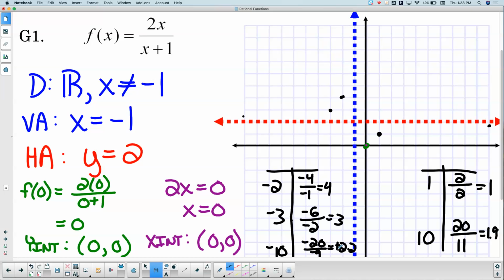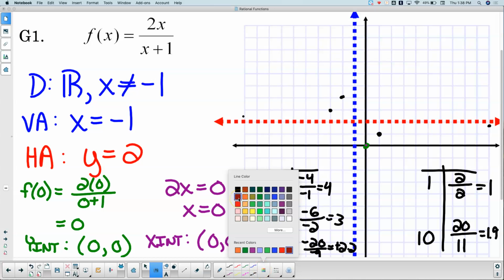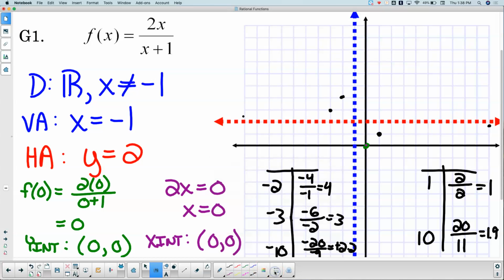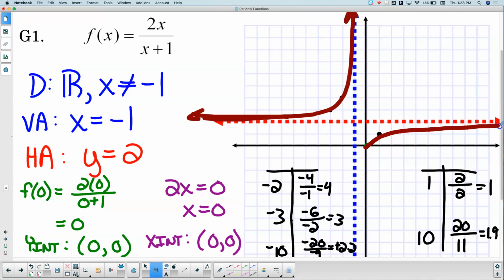Now I've got enough to draw in my function. Right? Now, it also said, give me the asymptotal and the end behaviors, right? Super easy to do now. Here we go. Ready for them?